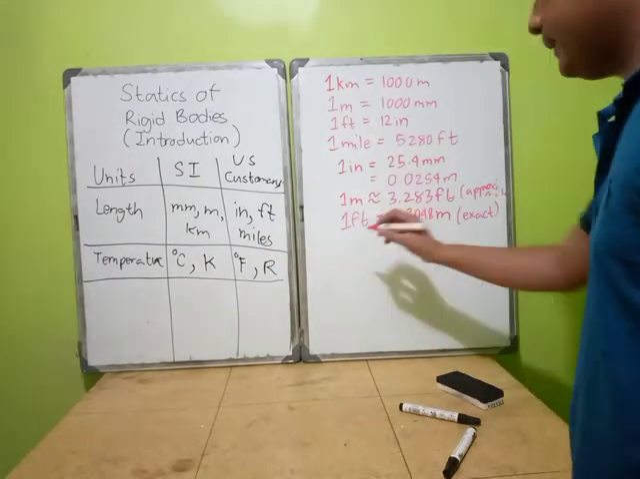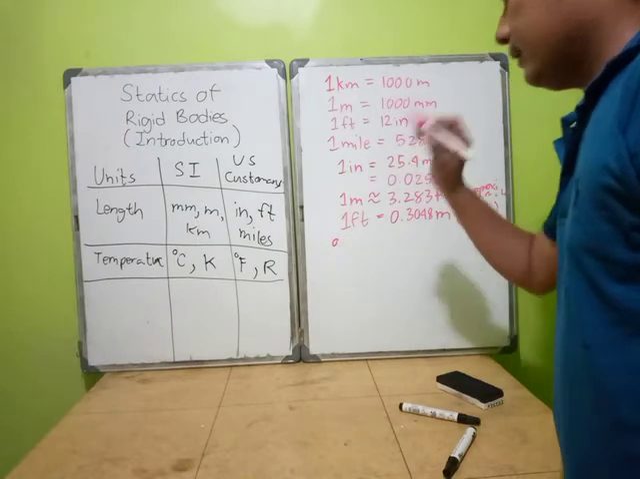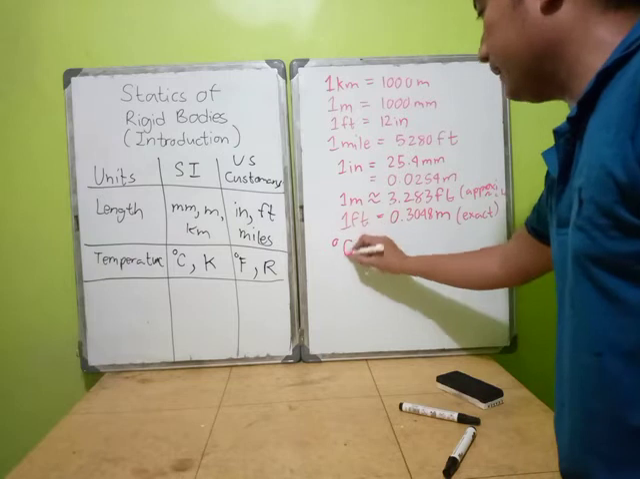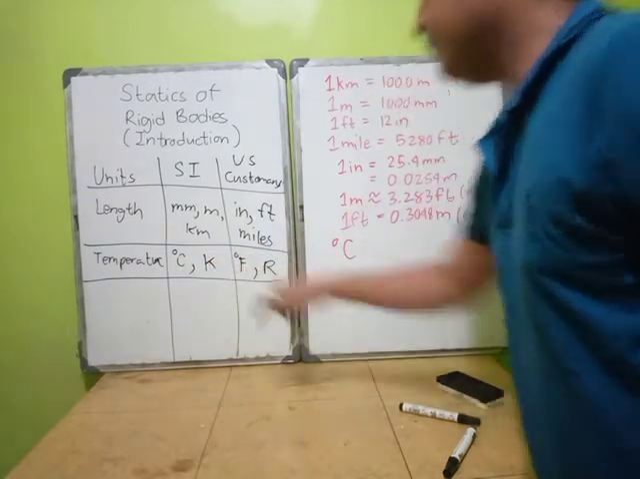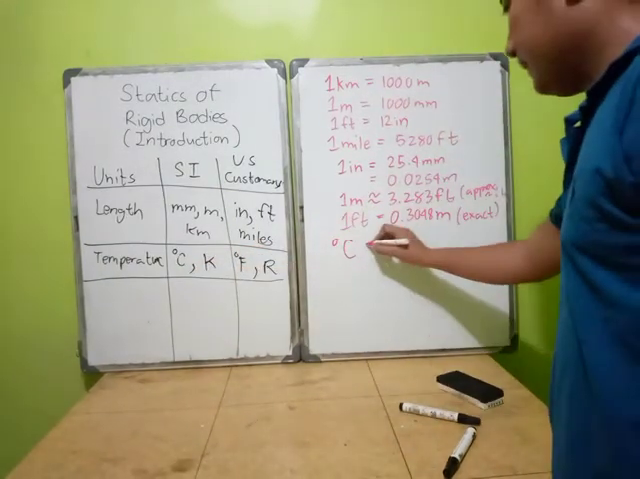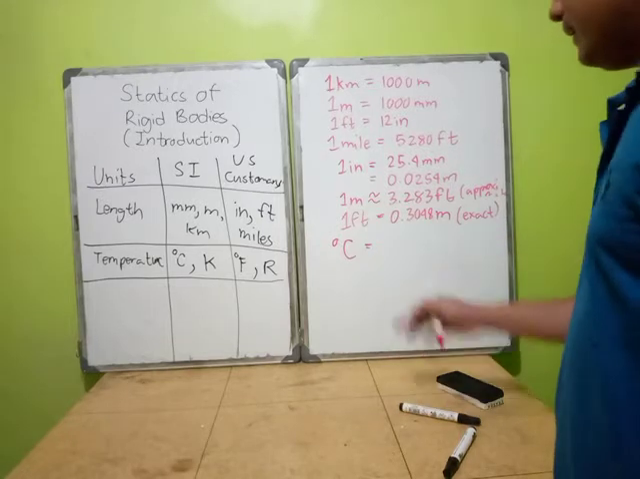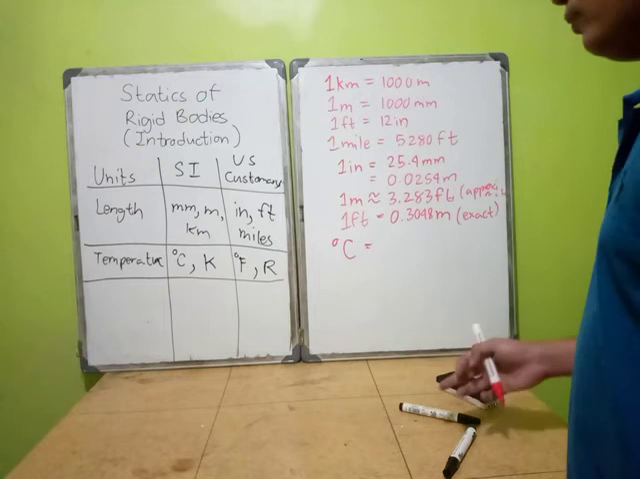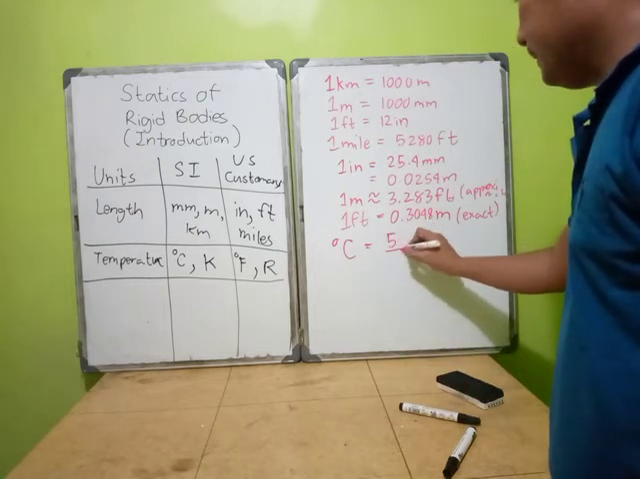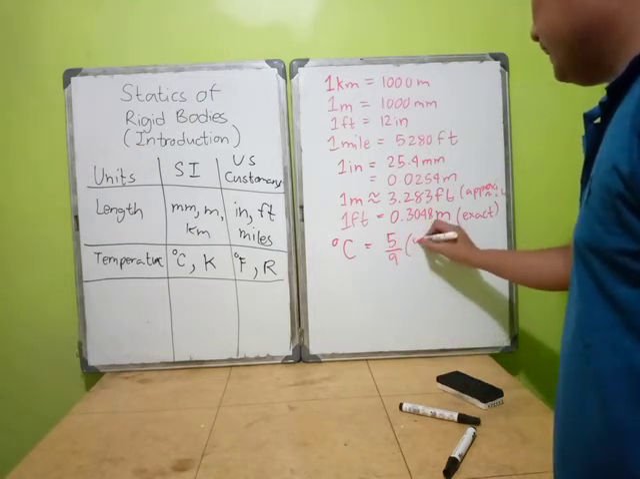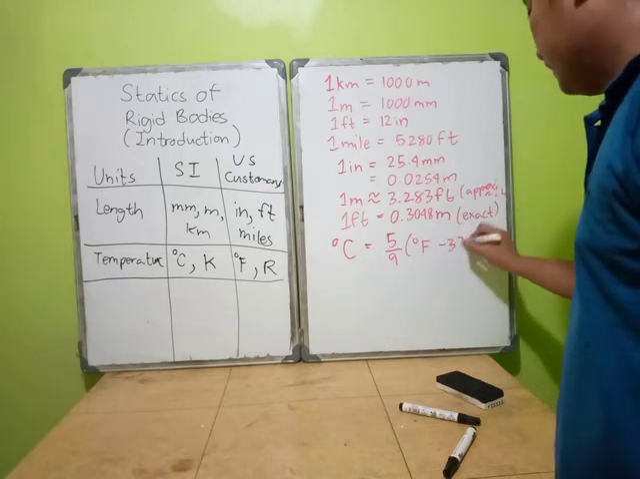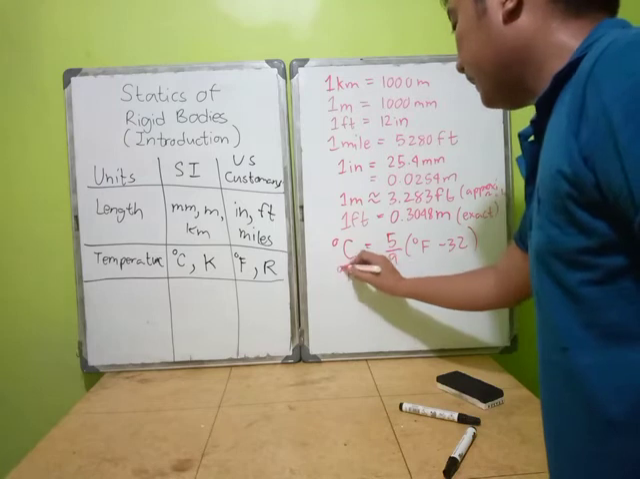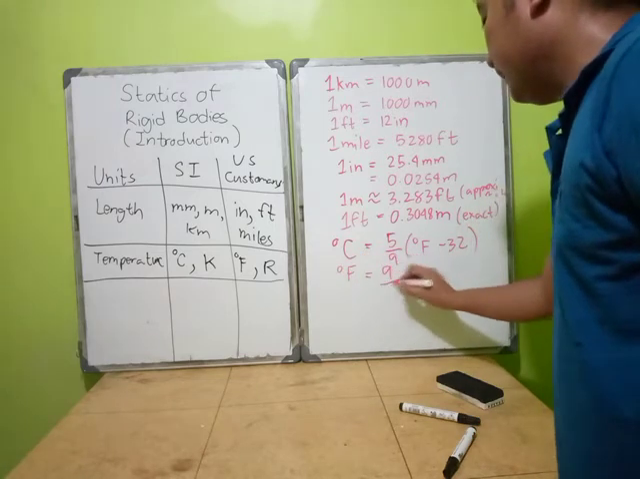When it comes to temperature, just a simple conversion. For example, you need to convert degree centigrade to degree Fahrenheit. Please remember that your degree centigrade is equivalent to 5/9 times degree Fahrenheit minus 32. And in return, yung degree Fahrenheit mo, makukompute mo using this formula.